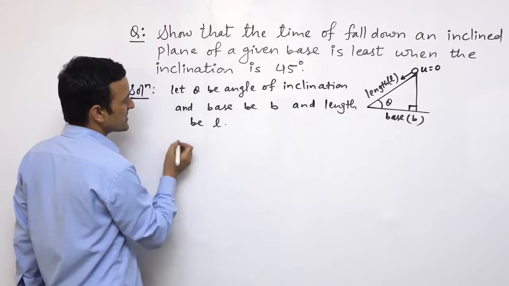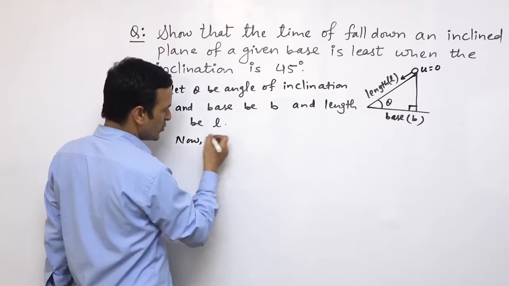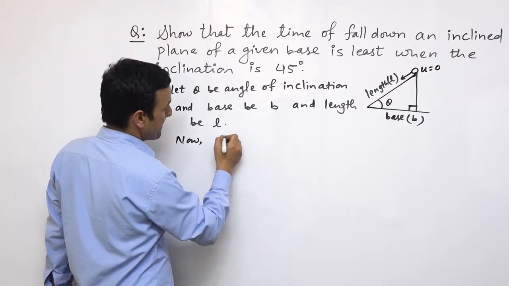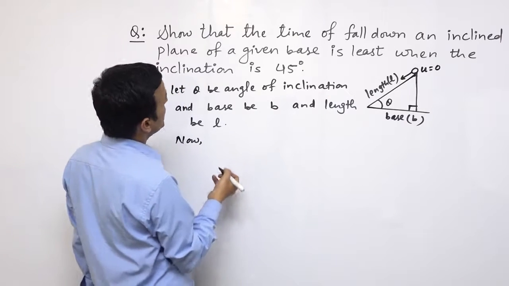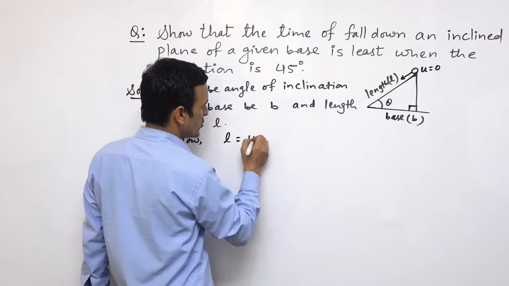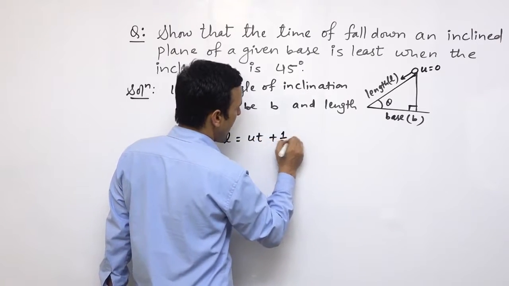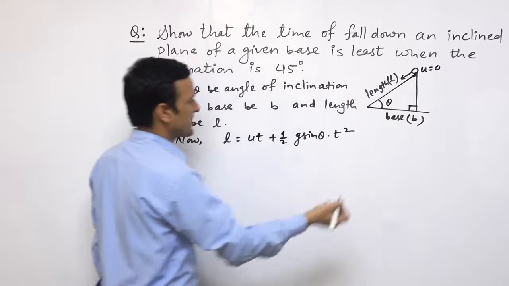So in this case, we can write down, now we can use L is equal to, and here is also the time. So L is equal to ut plus half g sine theta into t square.